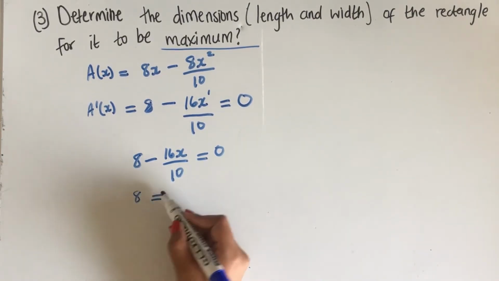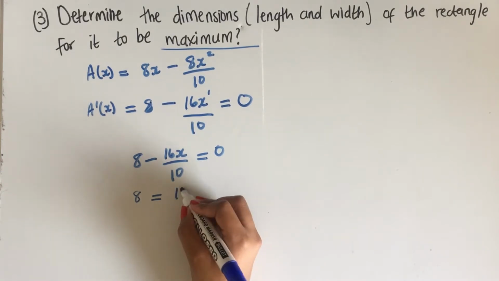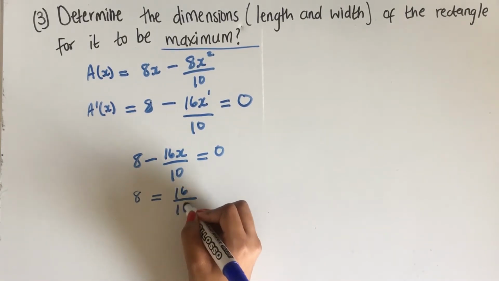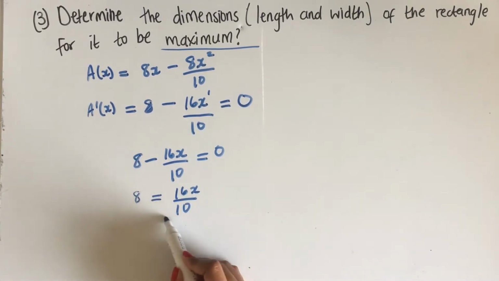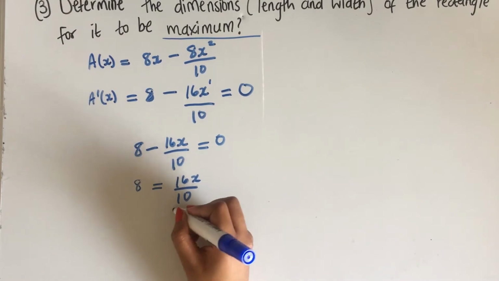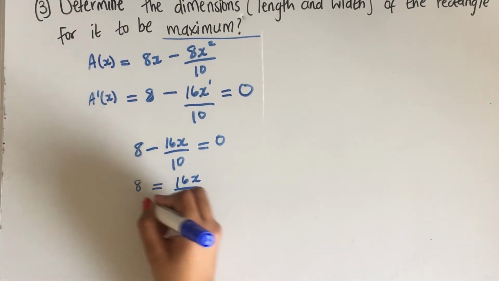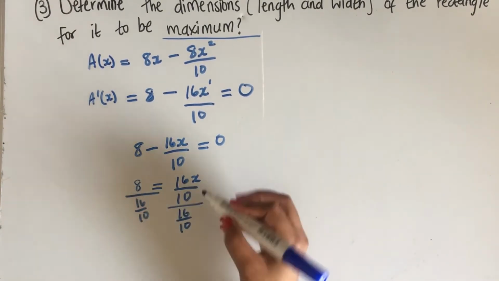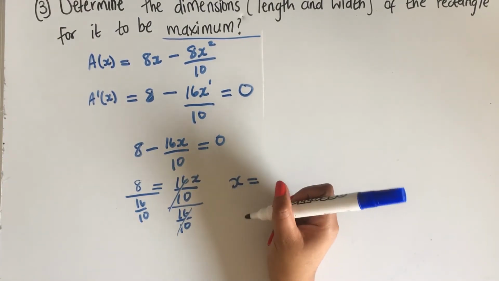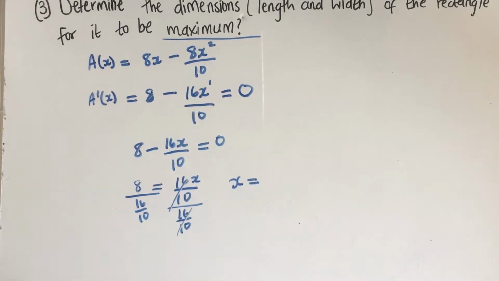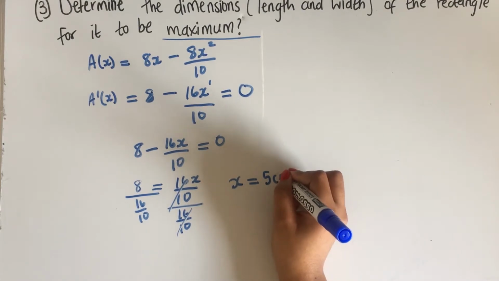16 over 10, so it's 8 equals 16 over 10 x. Now we want to isolate x, so divide by 16 over 10 on both sides. This will cancel with this, and then x will be, we go to the calculator, 8 divided by 16 over 10 is 5, so 5 centimeters.